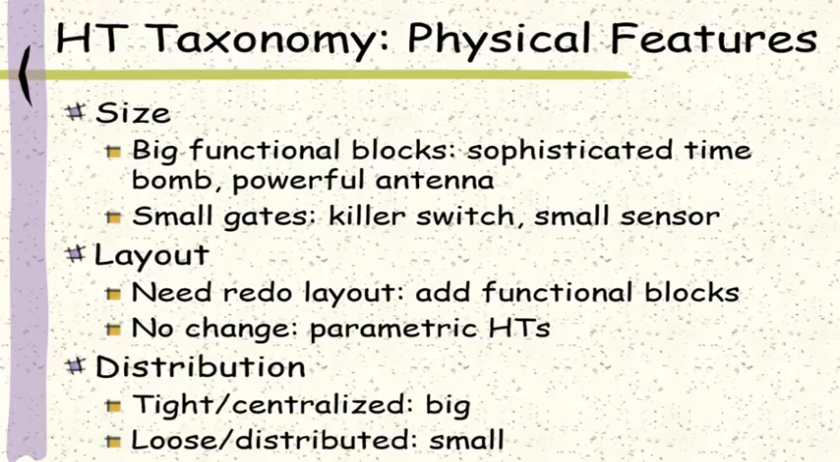And finally, as we have mentioned earlier, based on the distribution of the hardware Trojans, they can be either centralized or distributed. Centralized hardware Trojans are normally bigger. They can take a bigger space on one spot of the chip. The distributed hardware Trojans are normally small, and they are scattered all over the chip.